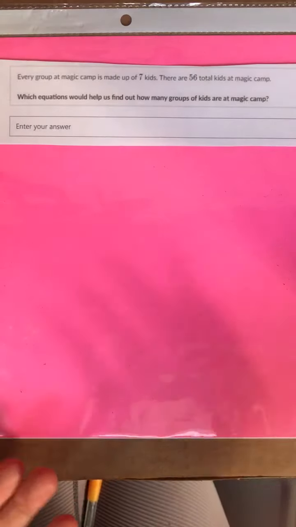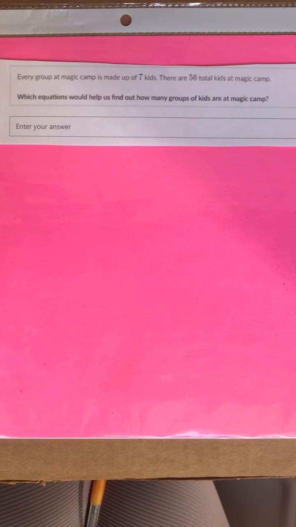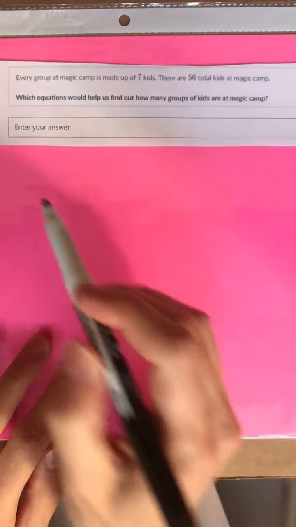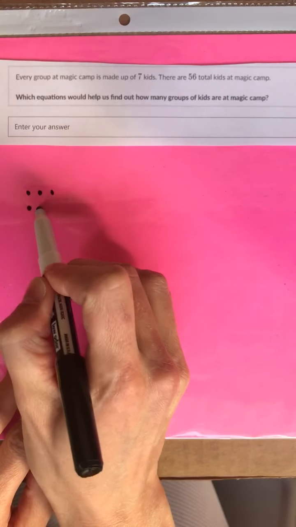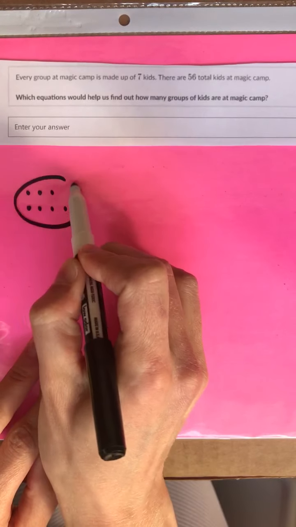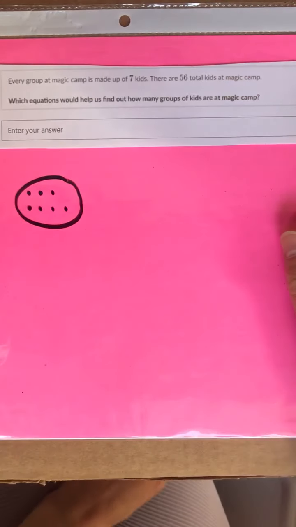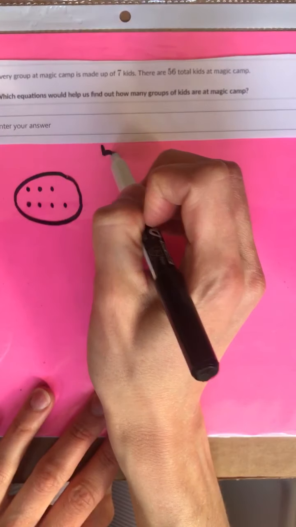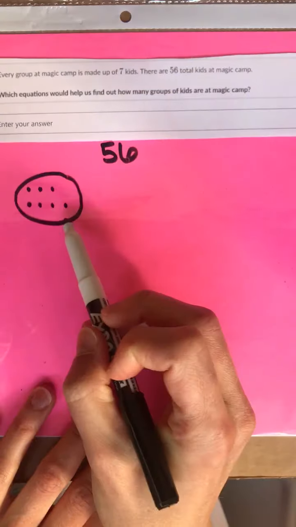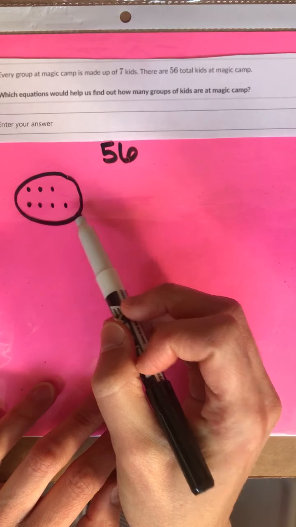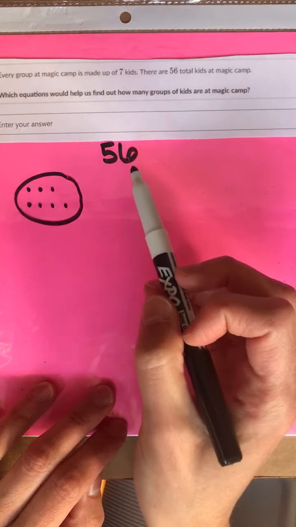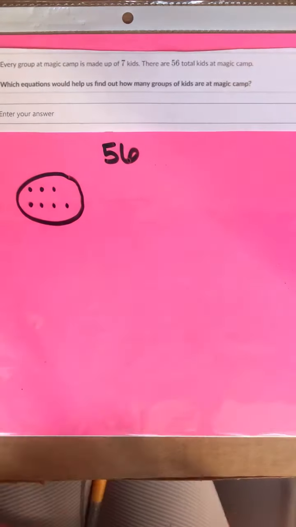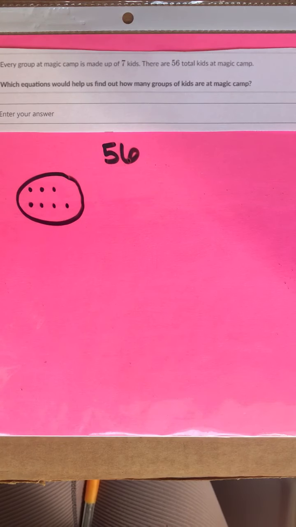So right off the bat, I am going to ask you to pause your video, and I'm going to ask you to make groups of 7 kids, right? 1, 2, 3, 4, 5, 6, 7. Here's one group. And what is my total number of kids at Magic Camp? That's right, it's 56. So we're going to pause our video and keep making groups of 7 until we get to our whole number of kids, which is 56. So go ahead and pause your video and press play when you're ready to solve.